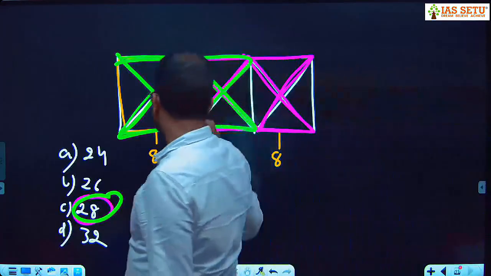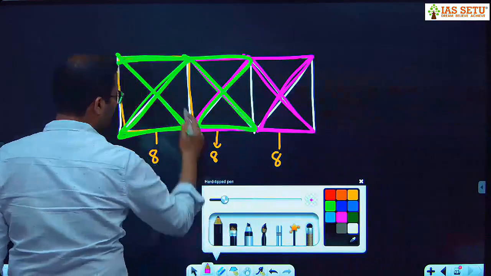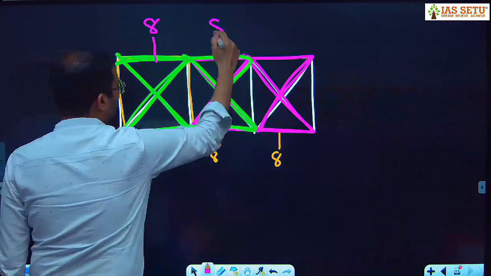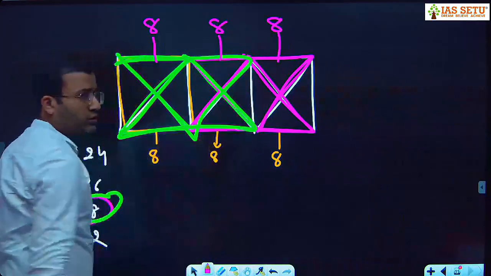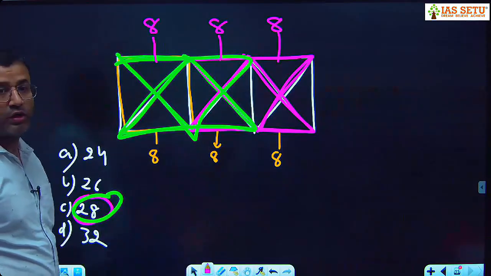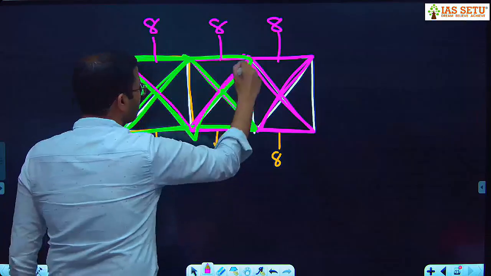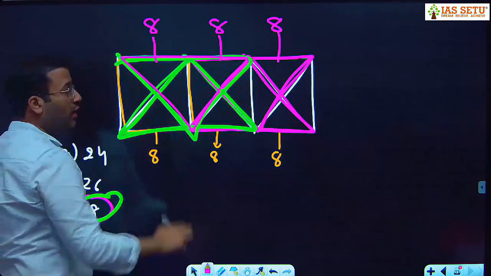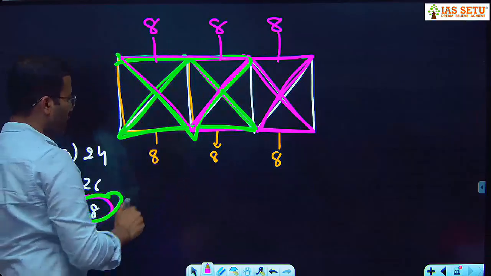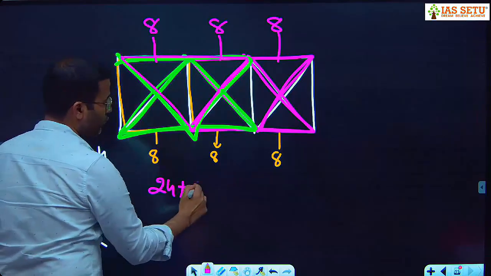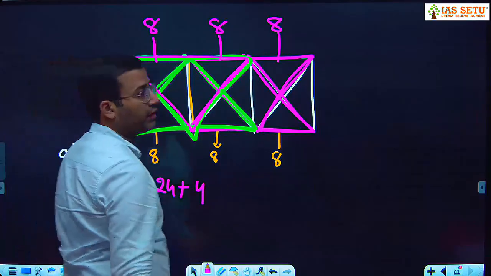So here it gives you 8 triangles. This box gives you 8 triangles. This box gives you 8 triangles. 24. But actually, when you use these 2 boxes and this larger figure, this is also a triangle, and there are 4 triangles of this size. So 24 plus 4, we have a total of 28 triangles.